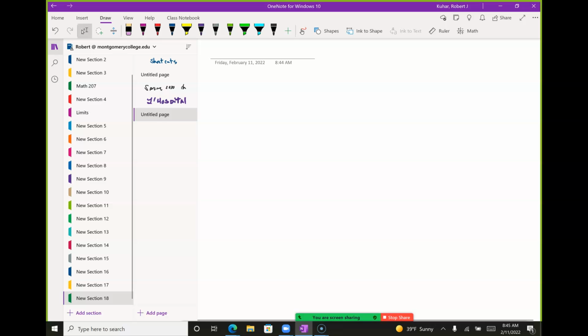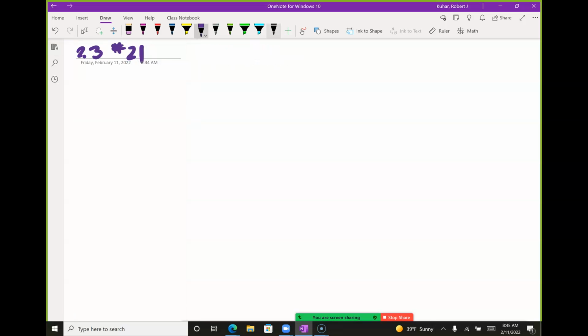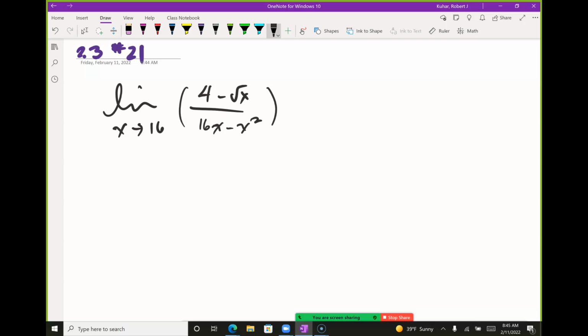All right, this is number 21 from the homework that you already did, right? So this is 2.3, number 21. I'm doing the limit as x goes to 16 of 4 minus square root of x over 16x minus x squared. When I plug in 16, I get 0 over 0, so I know I'm going to apply L'Hopital's rule, right?